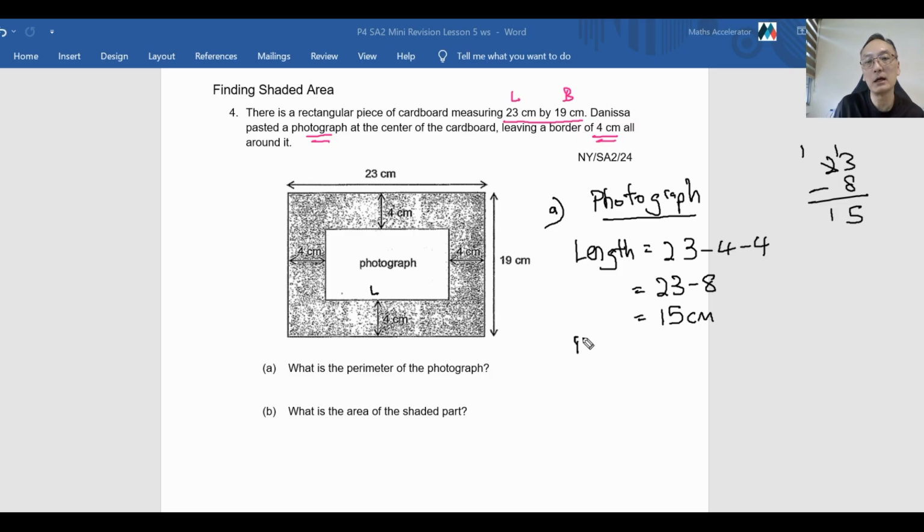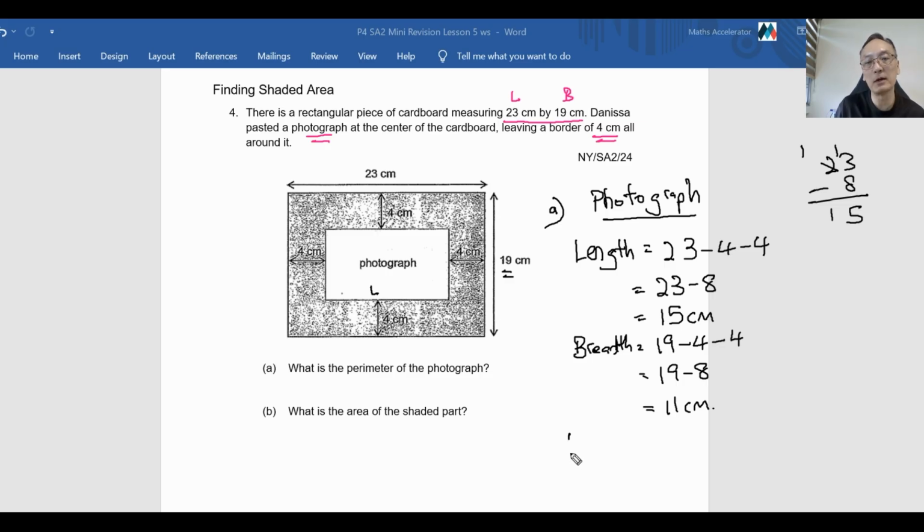Now we need to find the breadth using the same method, right? The breadth of the cardboard is 19. We have to take away the two sets of 4 cm. So it should be 19 minus 4 minus 4. 4 and 4 together is 8. So 19 minus 8, we will get 11.